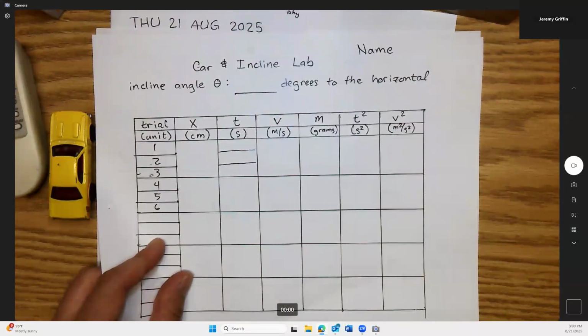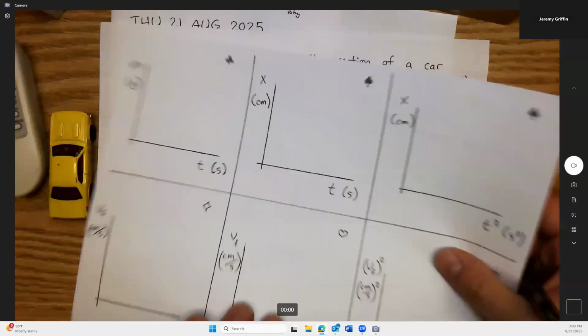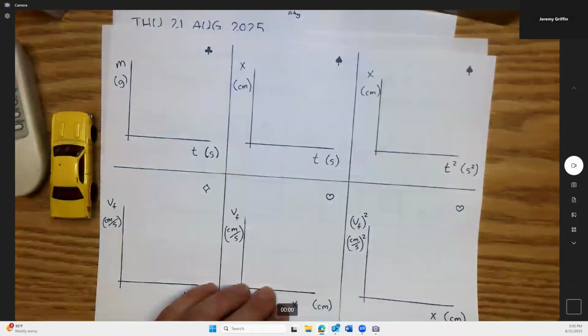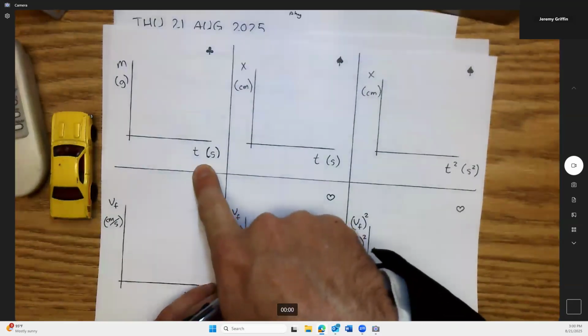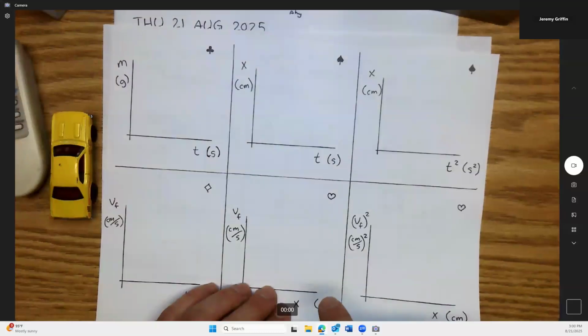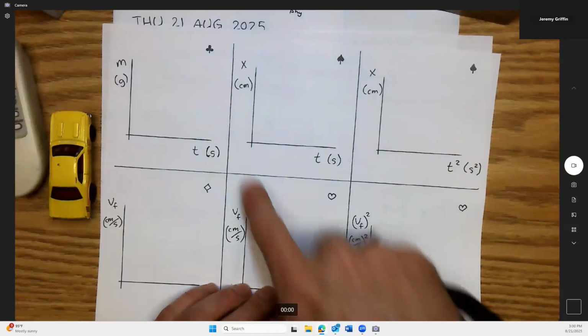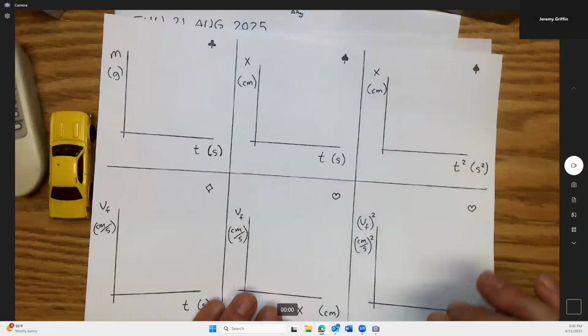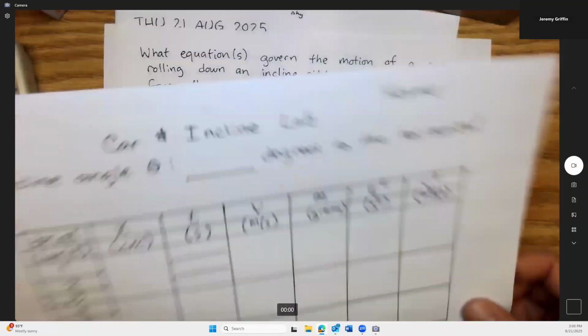Yeah. Is the T, is that for clubs? Yeah. The clubs. If you have clubs, you're going to use the stopwatch. But should I write the T squared on the graph? Oh, okay. If you have the clubs, then you don't have to square the time. No, okay. Okay. All right.